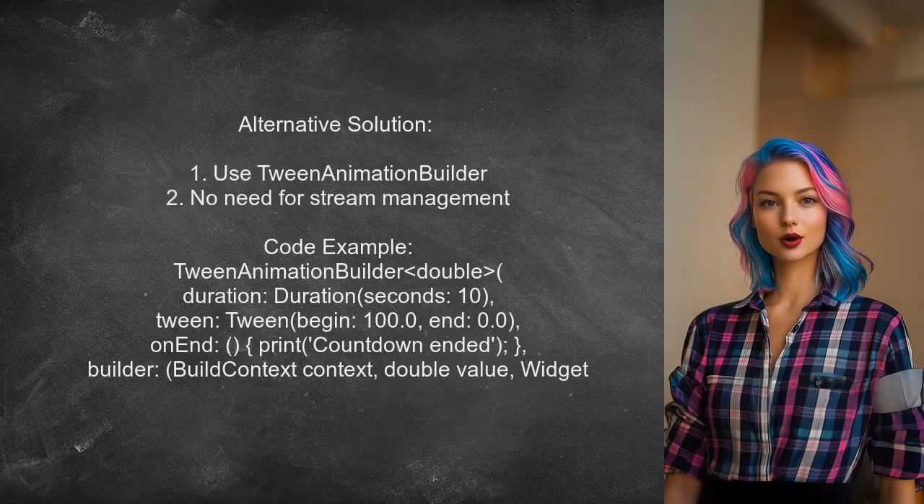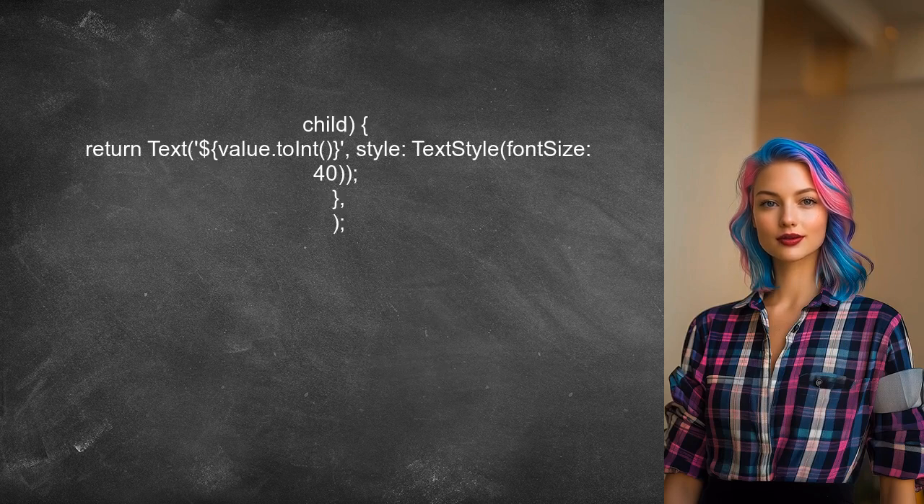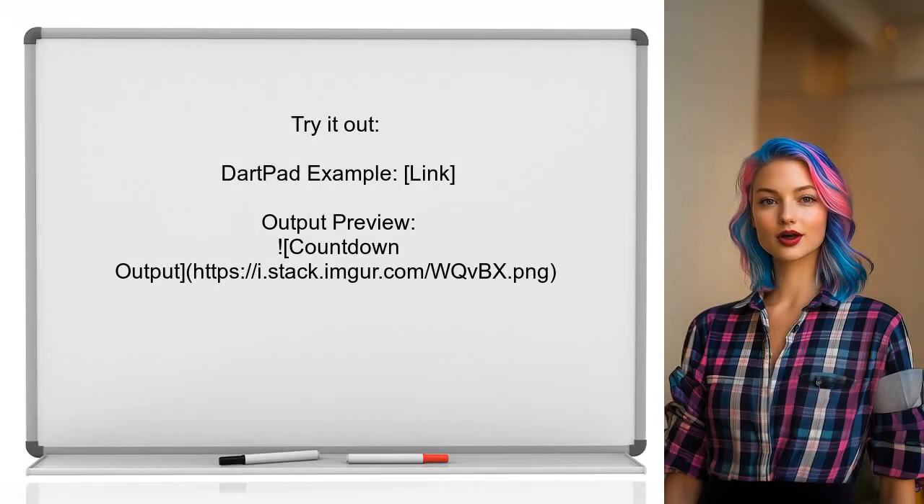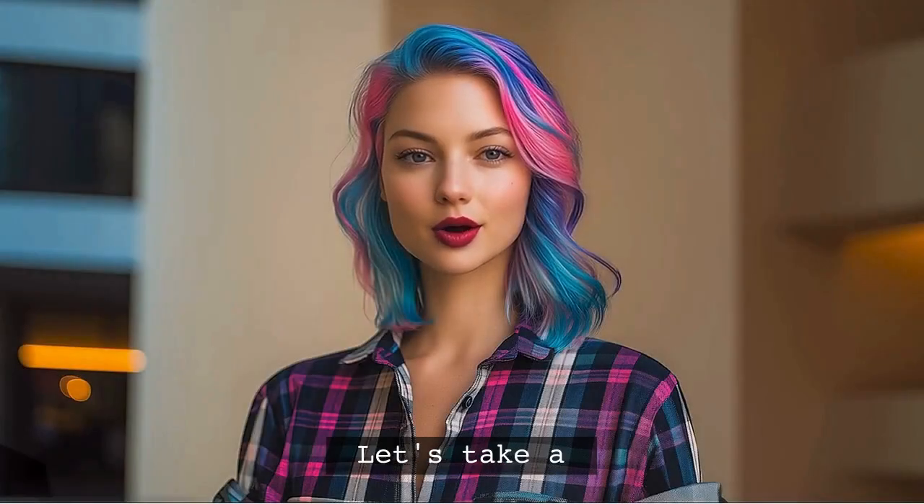An alternative approach to creating a countdown widget is to use the TweenAnimationBuilder. This method simplifies the process by eliminating the need for stream controllers and managing streams. This user also provides a DartPad example for you to experiment with the TweenAnimationBuilder countdown. You can find the link in the description. That's all on that answer. Let's take a look at another one.